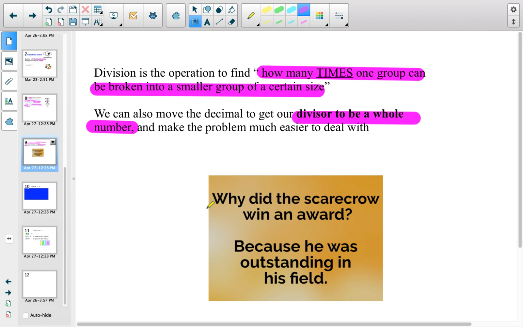And since it's Tuesday, I'll give you your dad joke. Why did the Scarecrow win an award? Well, because he was outstanding in this field.